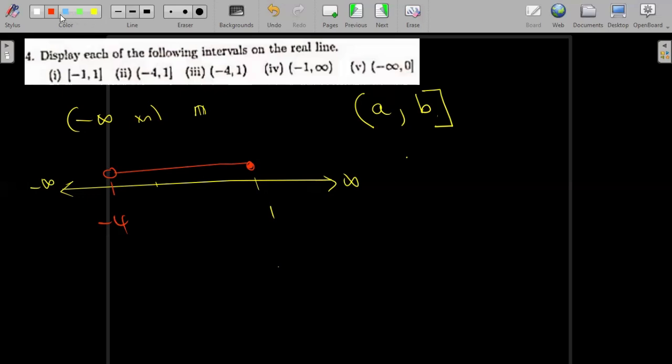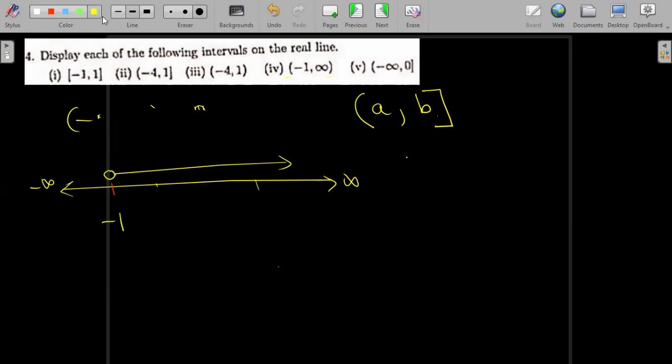Then for the next one, it's the same, but you see at 1, it is open this time. So you'd open there. Then the one that follows, let me erase this, you have negative 1, going all the way up toward positive infinity. It's open at negative 1 because it's an open bracket. At infinity, it's always going to be open because we don't know what infinity is. So it's just a line that goes all the way, and this arrow tells you it's going up to infinity.